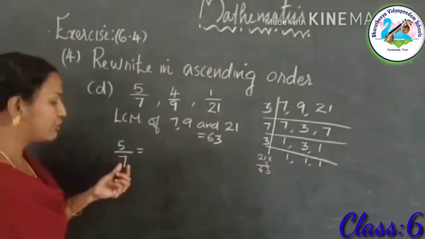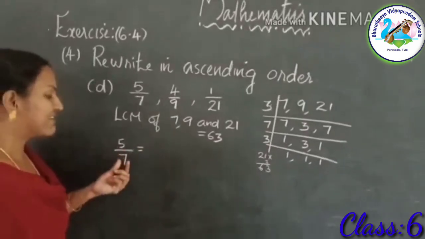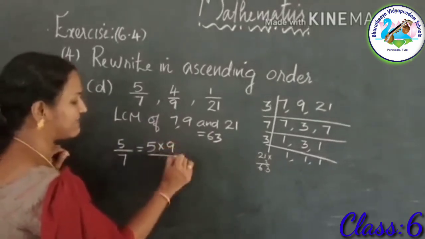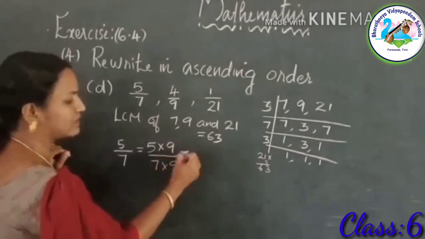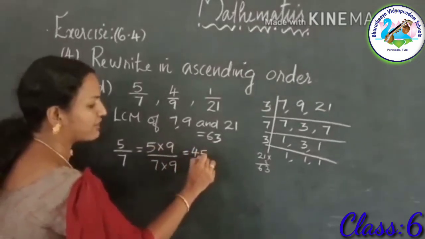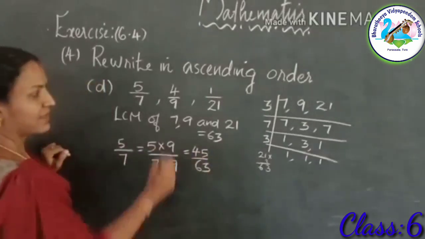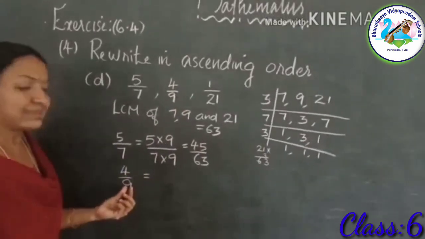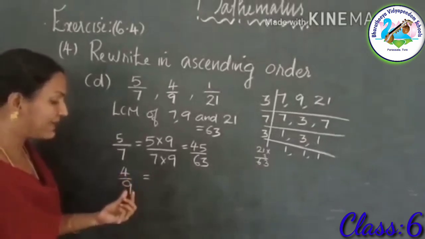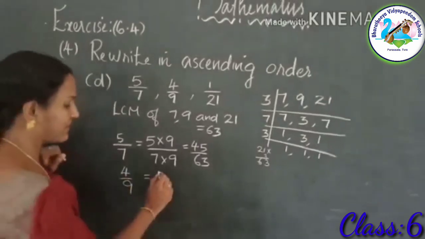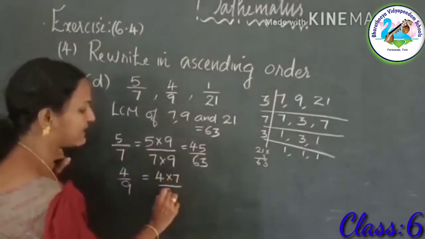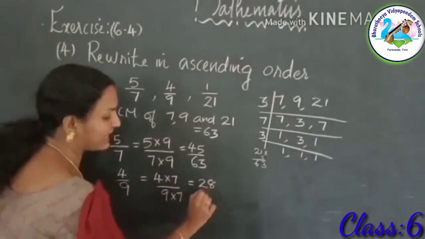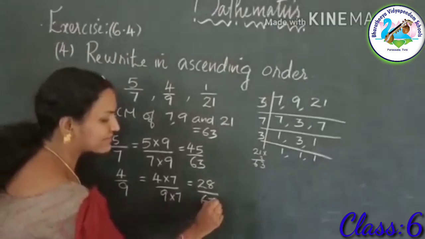First fraction 5 by 7. Here the denominator is 7, so multiply 7 with 9 to get 63. So 5 into 9 divided by 7 into 9 is equal to 5 nines are 45, 45 by 63. The next fraction 4 by 9. Here the denominator is 9, so multiply 9 with 7 to get 63. So 4 into 7 divided by 9 into 7 is equal to 4 sevens are 28 by 9 sevens are 63.